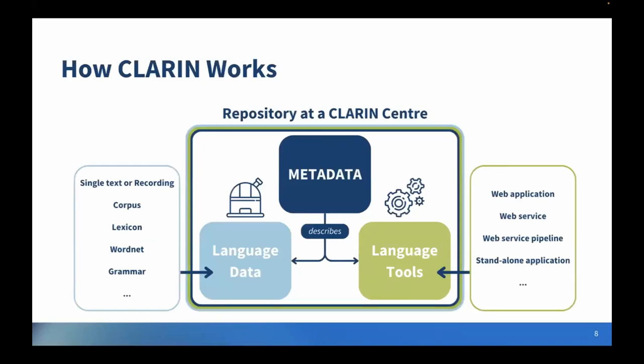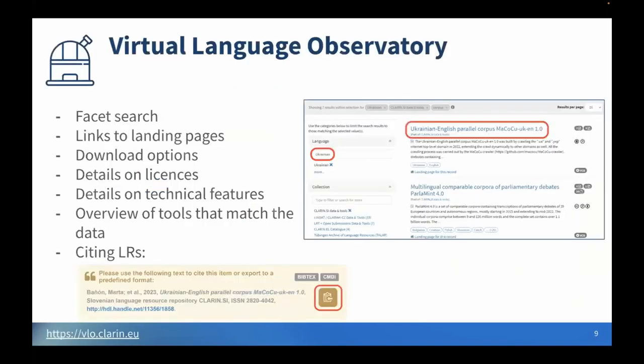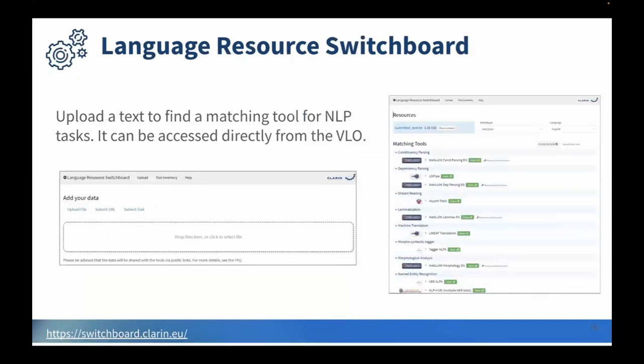In short, Clarin combines the metadata on various types of language resources from a number of federated centers, and helps researchers to discover them and combine them with language processing tools that are compatible with this type of data. Two main core services of central Clarin are, on the one hand, the discovery service, the Virtual Language Observatory, that allows you to search across the metadata of all these centers, and the Language Resource Switchboard, where you can upload either persistent identifiers or the resource itself, and a number of tools will be proposed for you to process.